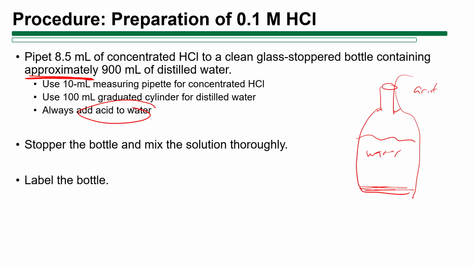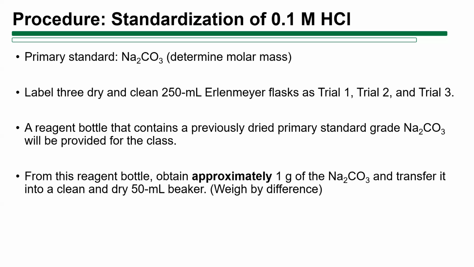Now, after you have prepared your HCl, you will standardize your HCl. The primary standard that you will use is sodium carbonate. Yes, I know that sodium carbonate is the analyte that we will determine the amount of in an impure sample, but in this case we will also use another sodium carbonate, this time a primary standard. We are sure that it has high purity.